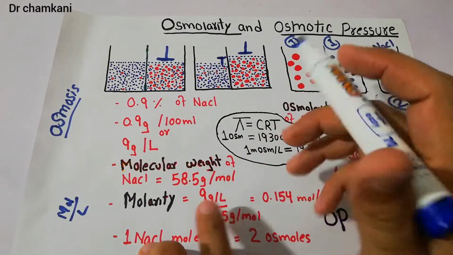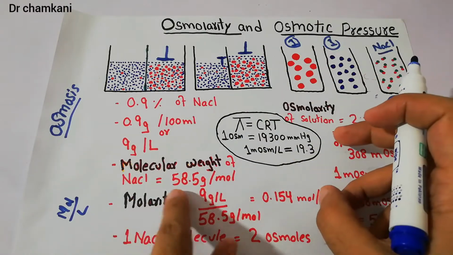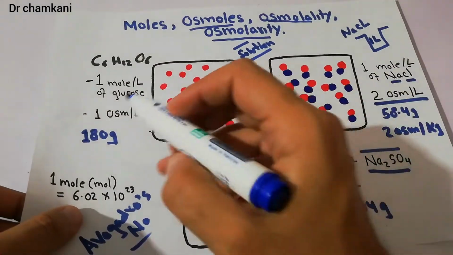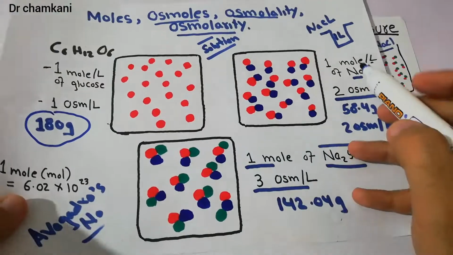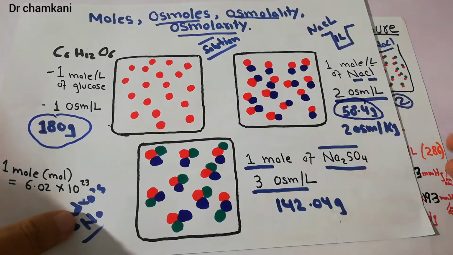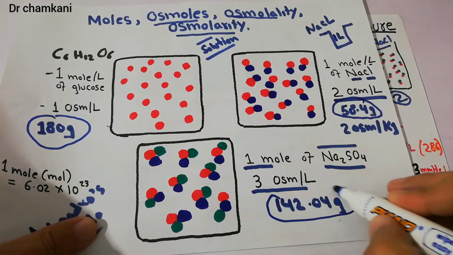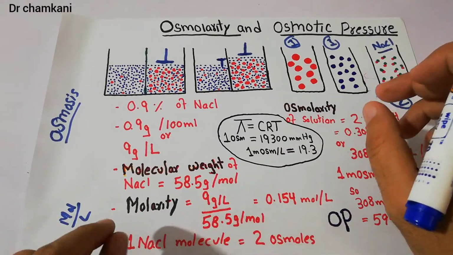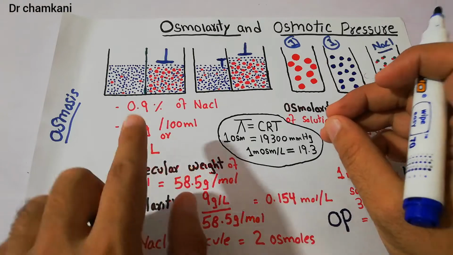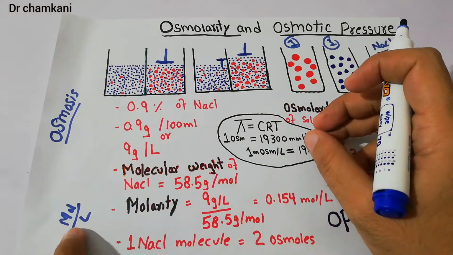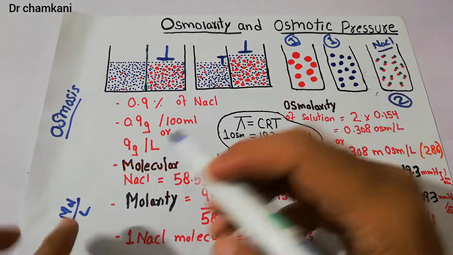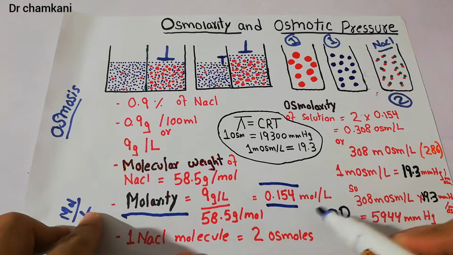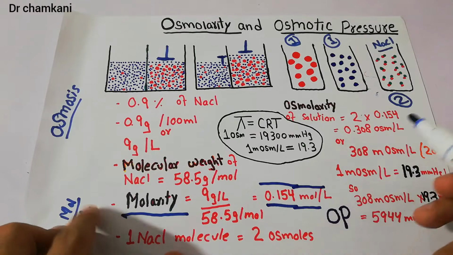We know that 1 mole of sodium chloride contains 58.5 gram. As we previously discussed, 1 mole of glucose has 180 gram, 1 mole of sodium chloride has 58.5 gram, and 1 mole of sodium sulfate is 142.04 gram. So how many moles of sodium chloride will be present in 9 grams? We need to know the moles per liter, which is basically the molarity. So we calculate the molarity, which turns out to be 0.154 moles per liter. Initially we calculate the molarity.